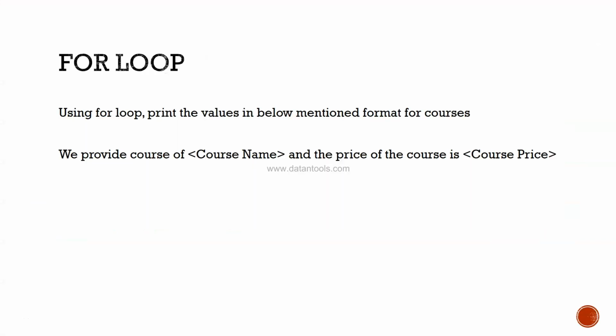Okay, quiz time. For loop. Using the for loop, you need to print the values as per the below mentioned format for the courses dictionary. The string that you need to print is, we provide course of, and that should be a course name like Python, SQL or R programming, and the price of the course is, you need to print the respective price using the for loop data processing. If you find any difficulty in doing that, then just watch the video again. But even after that, if you have any question, then let me know in the comments and I'll respond to you. With that, I will meet you in the next topic.